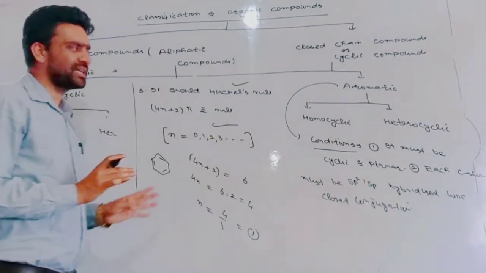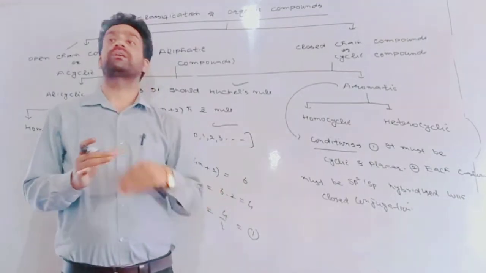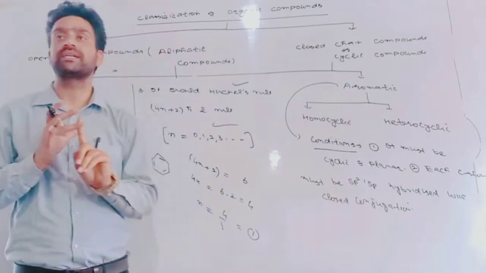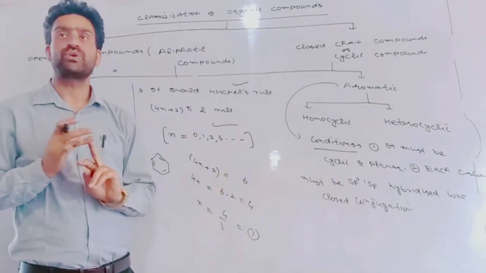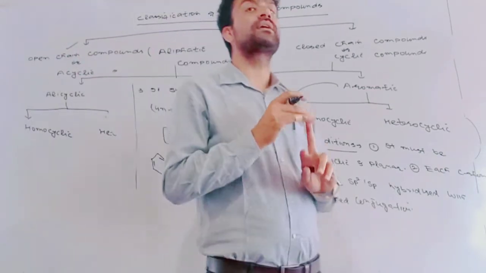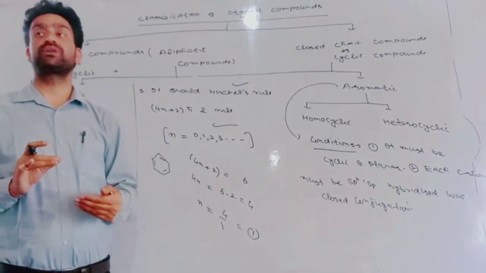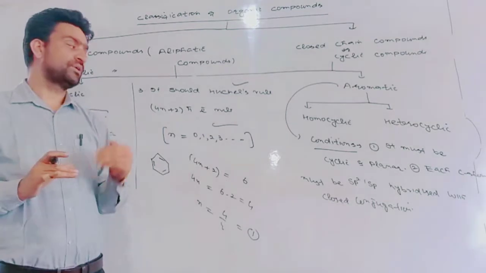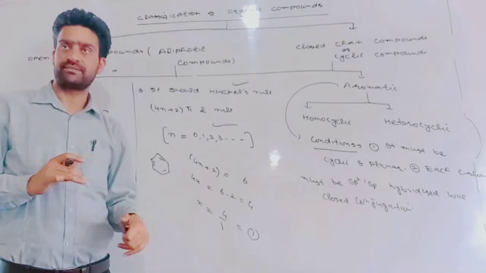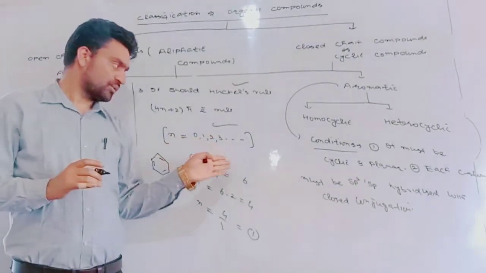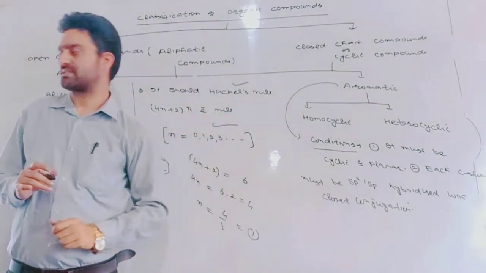So what are the conditions for a compound to be aromatic? Any cyclic compound can be aromatic if it satisfies the following conditions. What is the first condition? The compound must be cyclic and planar. Second, each carbon atom of the ring must be sp2 hybridized with closed conjugation. And the third point? It should obey Huckel rule, the 4n plus 2 pi electron rule. I gave the example of benzene. Now we will go through the types of aromatic compounds, right?